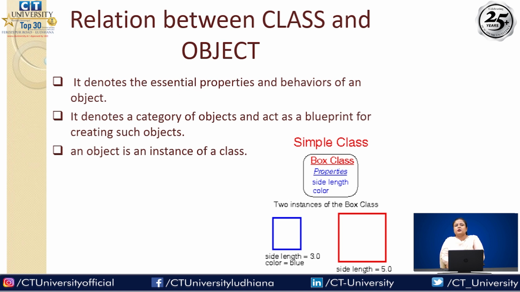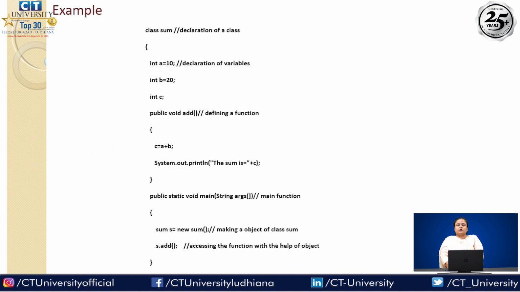So we can also say that an object is a categorized instance, that is, a blueprint of any object. Let us discuss a very simple example, a sum. In this I'm just making the addition of two variables. I'm making two variables and one function, add.